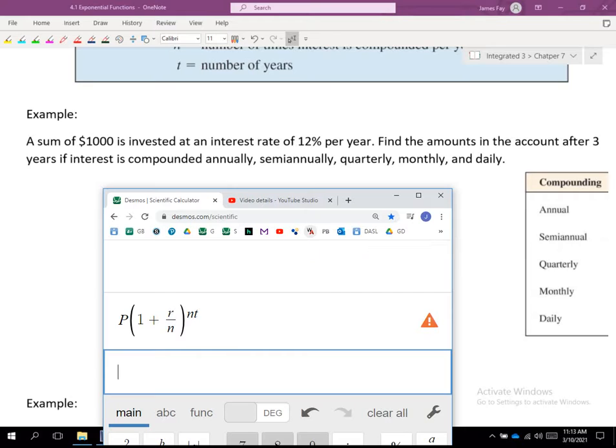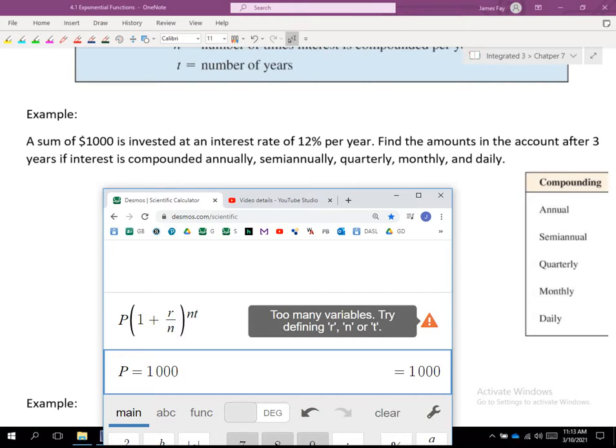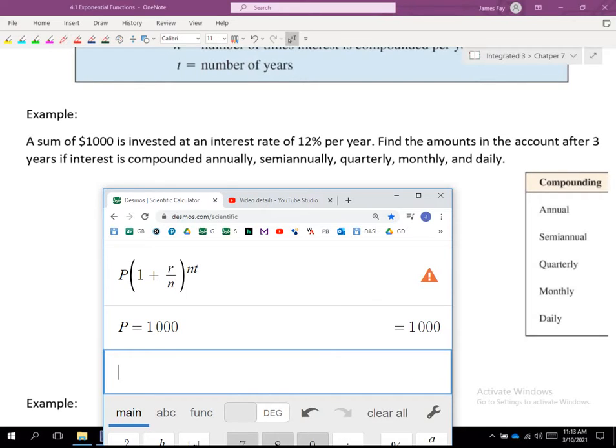So what I'm going to do is say a sum that is invested, so that's my initial amount, so I'm going to hit P, and I define it as 1,000, okay? Now this warning symbol won't go away until I tell the calculator what I want R, N, and T to be, okay? So I keep going through. It says an interest rate of 12% per year, so R is 0.12, okay? It's a crazy interest rate for savings, but that's actually a very good interest rate if I'm on a credit card, okay?